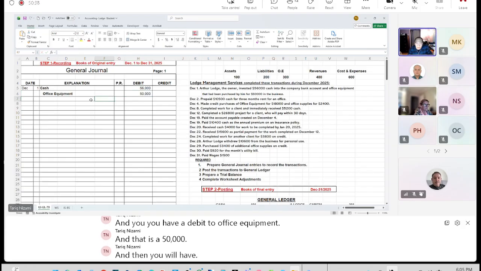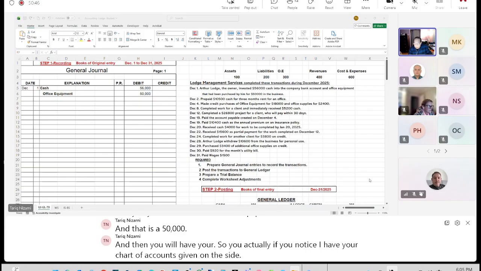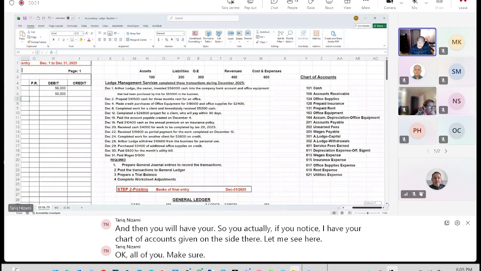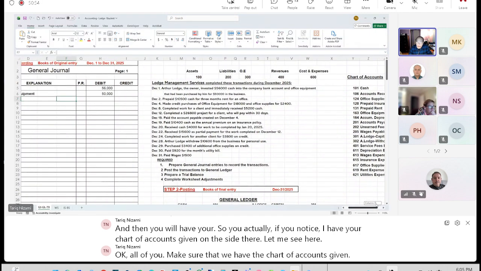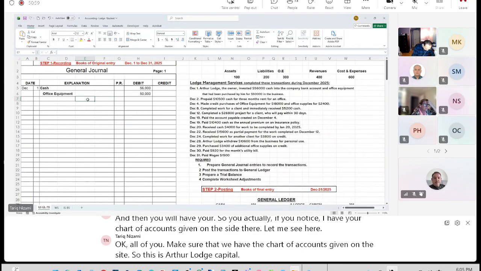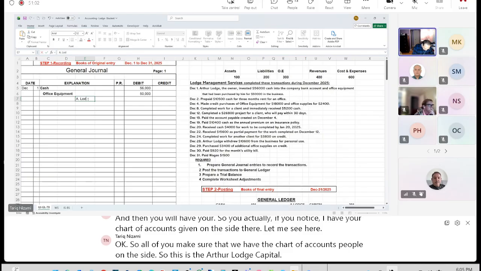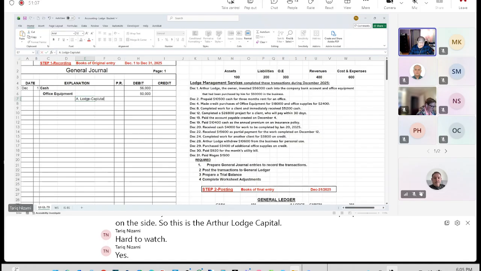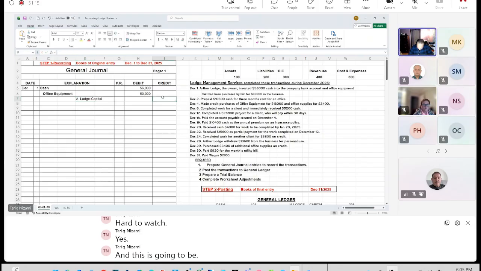And then, if you notice, I have your chart of accounts given on the side there. Let me see here. Okay, so all of you make sure that we have the chart of accounts given on the side. So this is Arthur Lodge, Capital. Arthur Lodge, Capital. And this is going to be 106,000.